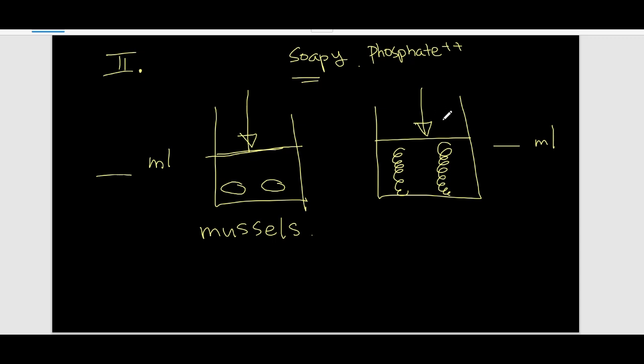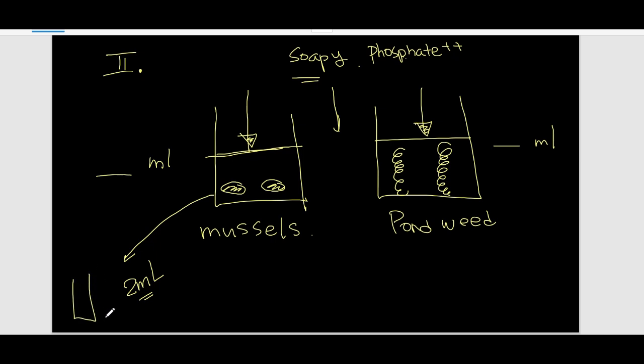So just now we learned how to detect phosphate, right? So we are going to find out if mussels or pondweed can reduce this phosphate. Since we have limited time, after we add the soapy water, the pollution, we will take out a certain amount and put it in the cuvette, and then we call this 0 minute.